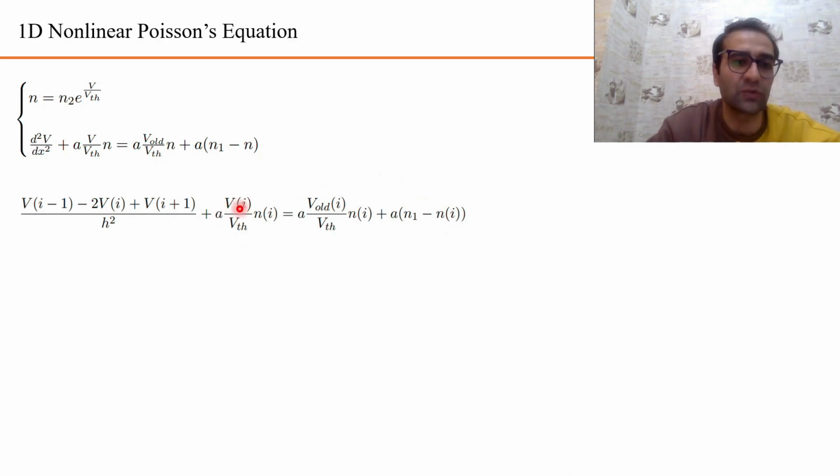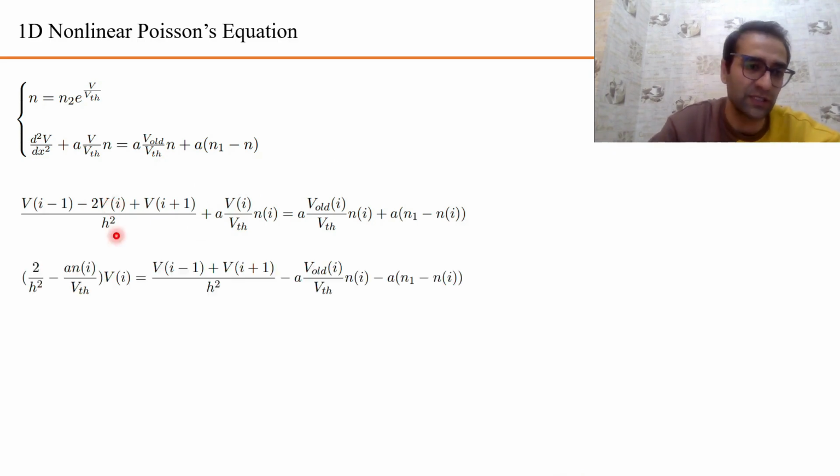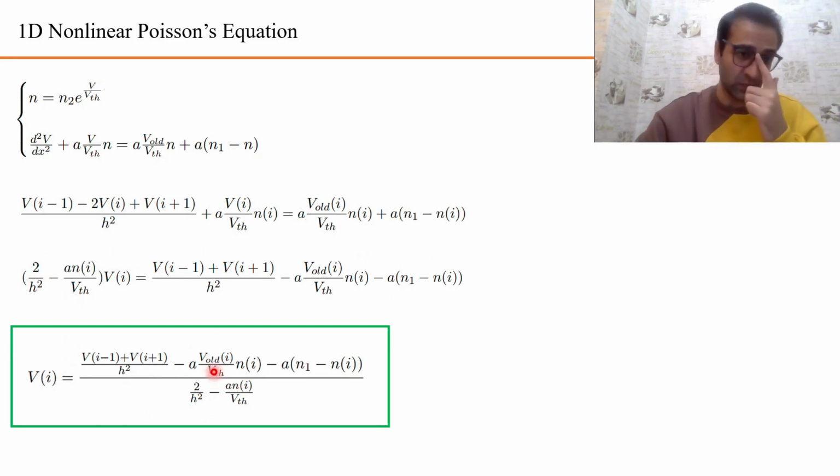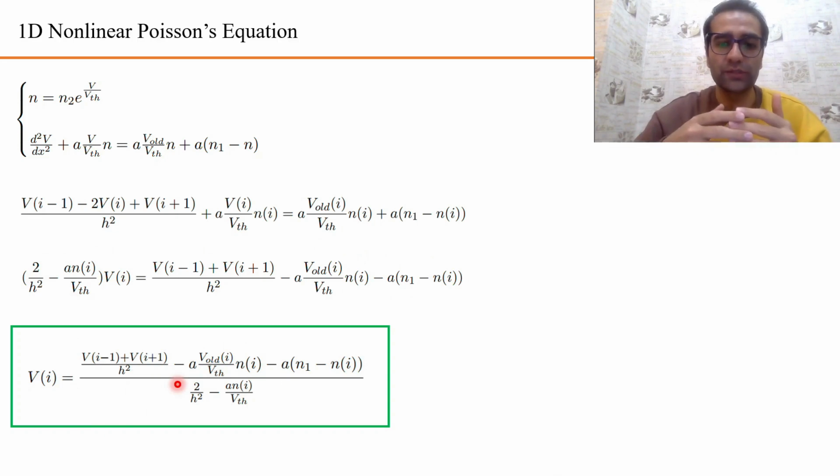Again, we try to keep V_i on one side of the equation and the other terms on the other side, taking V out from this term and this term, sending this term to one side and bringing these two terms to the other side. We will end up with this equation, and what will be V_i? It will be these terms divided by this term, and this is the final equation. What is this? This is the discrete form of a linearized Poisson equation.